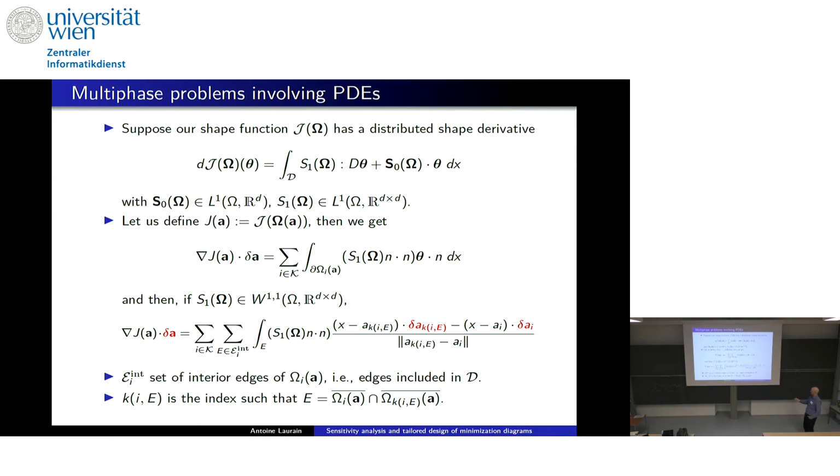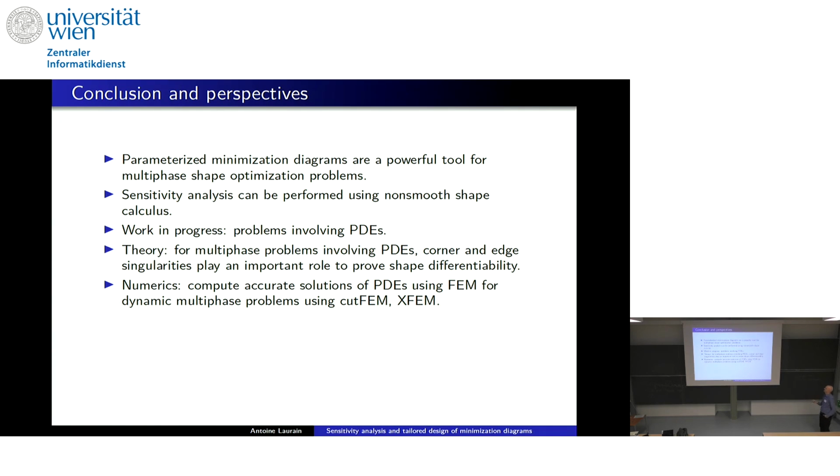Okay, so I'm going to conclude here. So I've shown that the parameterized minimization diagrams are a powerful tool for multi-phase shape optimization problems where non-smooth shapes appear naturally. And we can do the sensitivity analysis using non-smooth shape calculus, but we need some condition to avoid the degeneracy. But we can still make numerical calculations even though the theory does not cover all the cases.